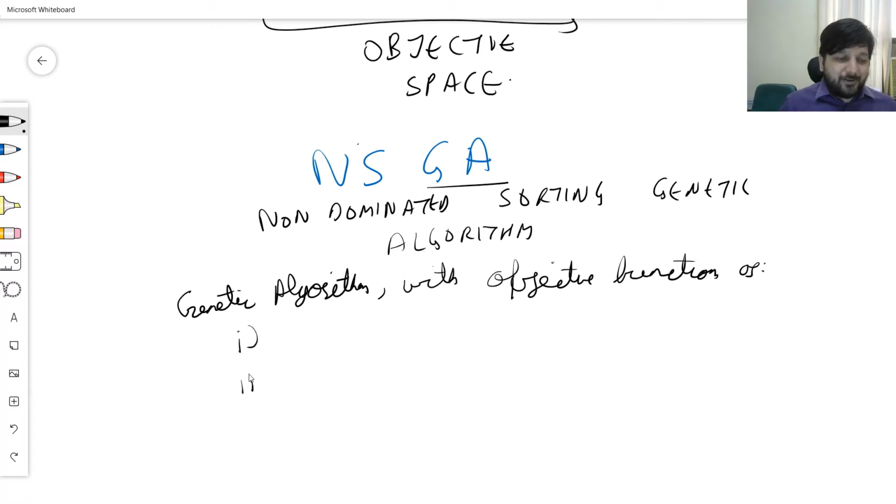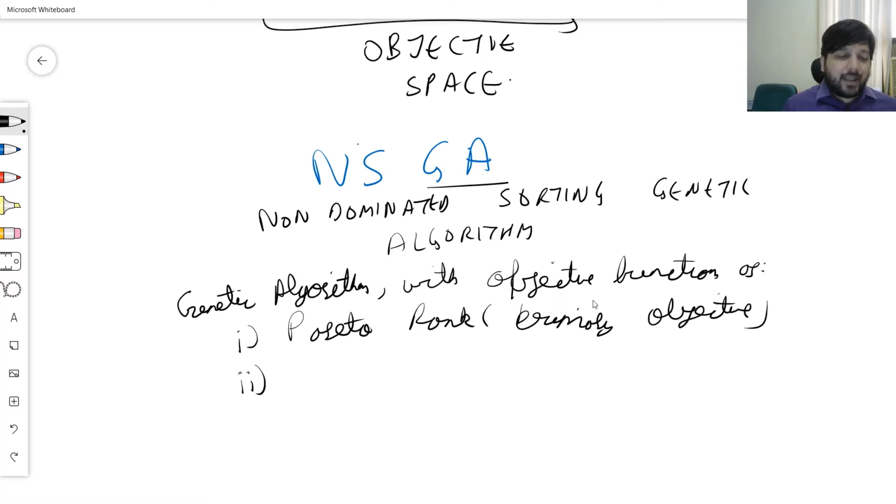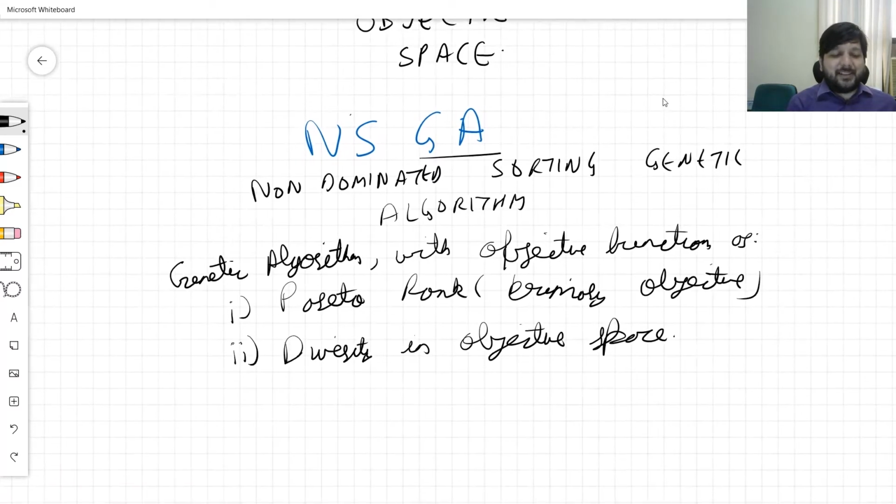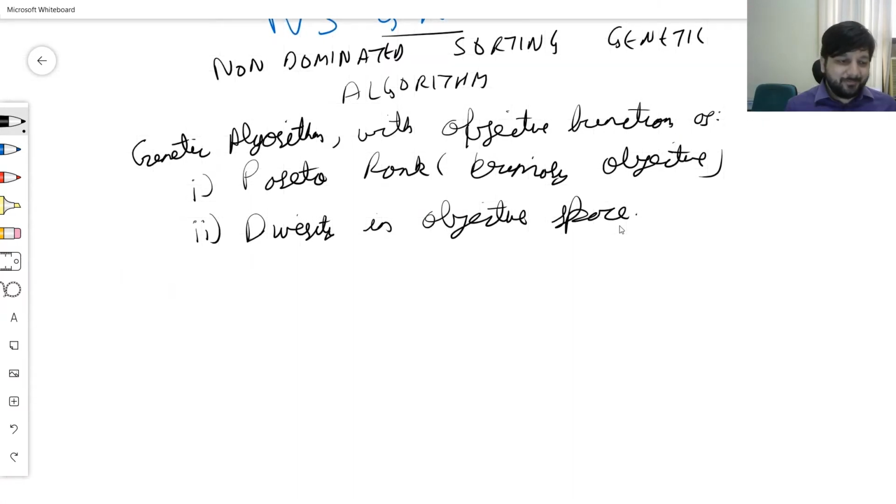Now there were two criteria, so I'll have the same two criteria in my objective functions. The first is I had to get non-dominated solutions, so that's called a Pareto rank. That's also called a primary objective. And the second one is I had to increase diversity. There are two spaces, so let me say diversity in objective space. So the only difference is in the fitness function. So let's discuss the first fitness function.